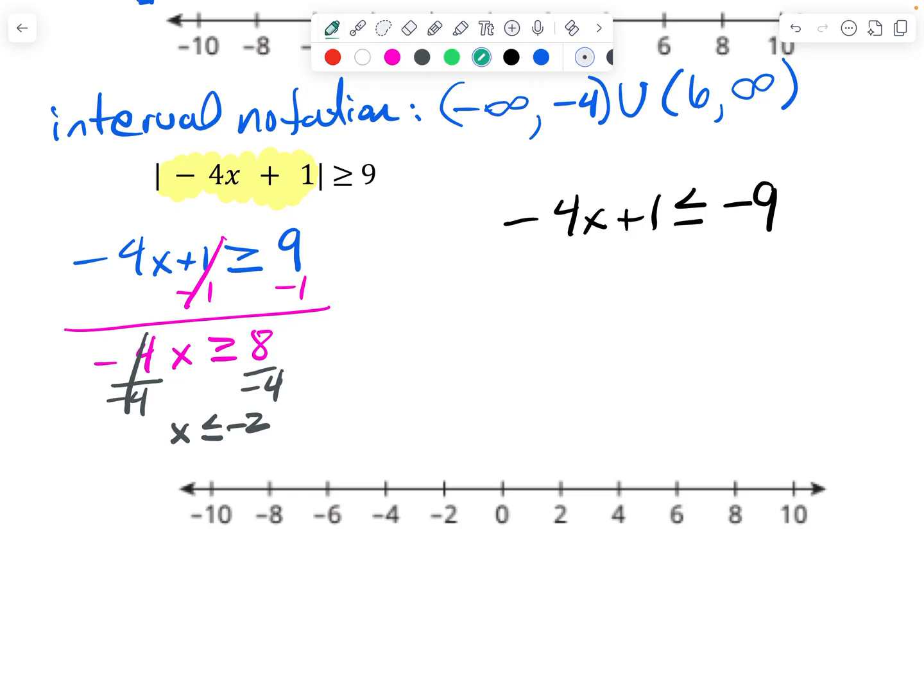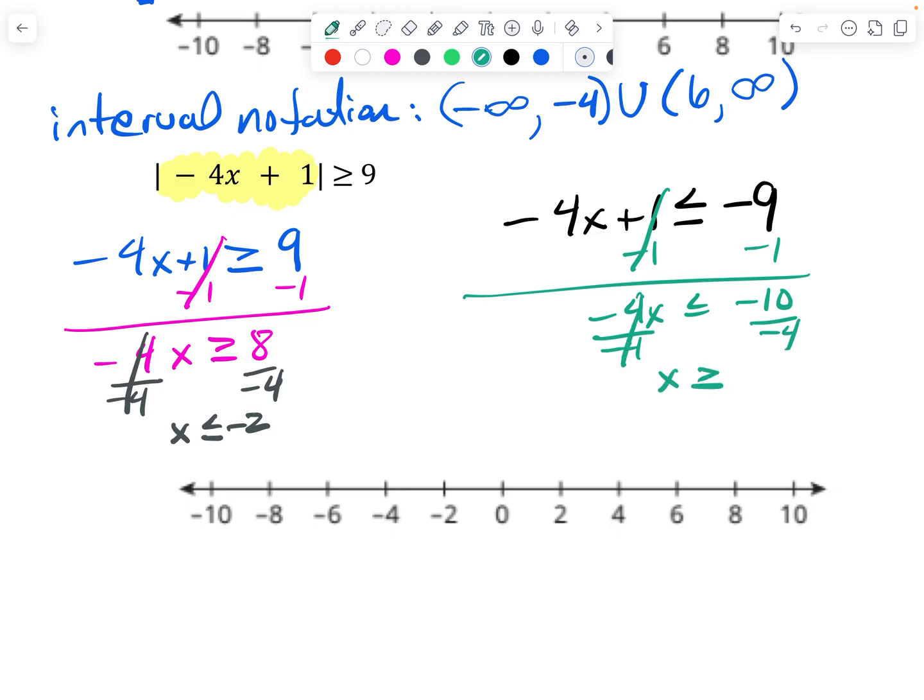So let's do -1. And then I'm going to divide this by -4. And now because I'm dividing by -4, you have to flip the symbol. That would be positive 2.5. All right, so let's graph it. So I'm going to graph this in blue.